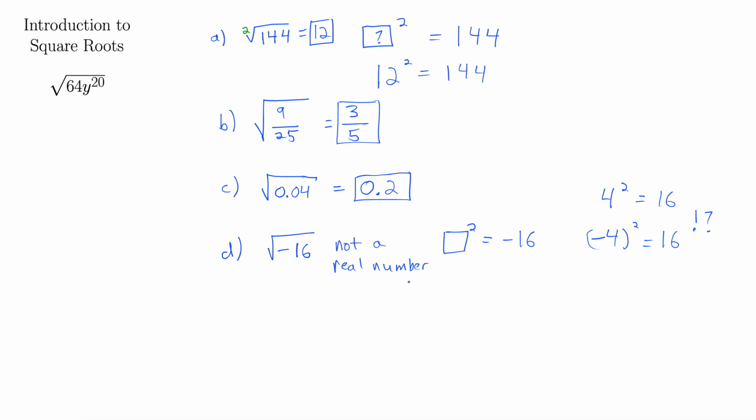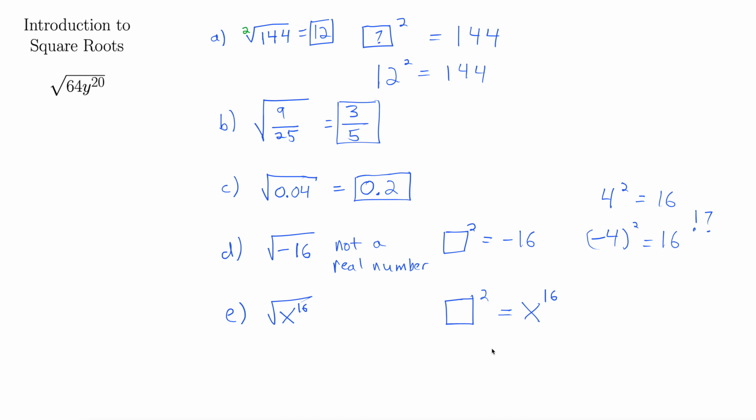Eventually we'll get something called complex numbers, and this would turn out to be 4i. But don't worry about that right now. That's coming. All right, now we get to some variables. Let's try, how about the square root of x to the 16th? This is asking what number squared, or I guess what expression squared equals x to the 16th?